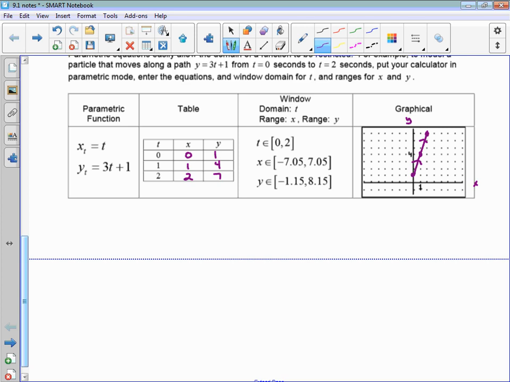And then guys, go to your window and change your window to these values as well, so you can practice your window a little bit. Once you have your window changed, go ahead and graph. You should get exactly what we have.